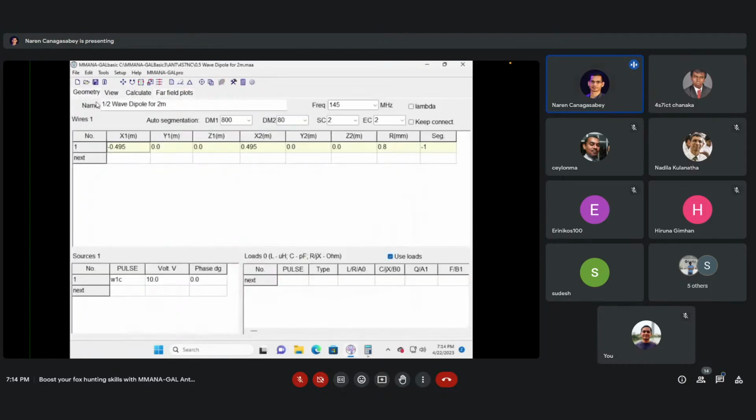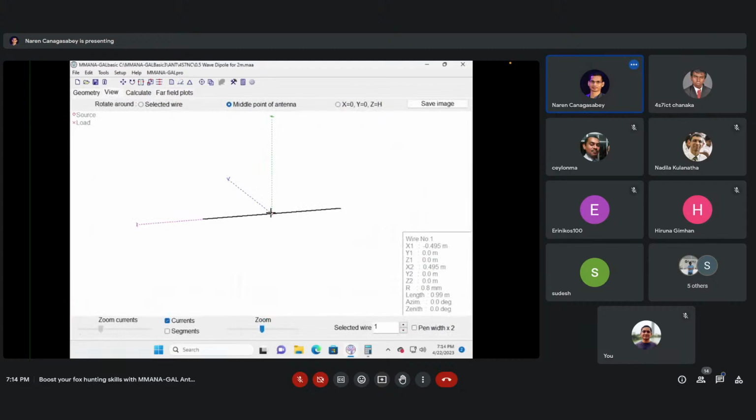Right. So considering the dipole, I always prefer to take measurements from the center. So I divide these into half. So you can see I've taken x1 of 0.495 and x2 of 0.495. So this works out to a total length of 0.99, which is 300 divided by 145 into 0.5. So half wave would give you 1.03. So I've made the elements slightly shorter.